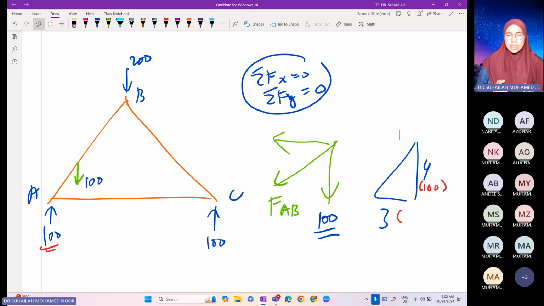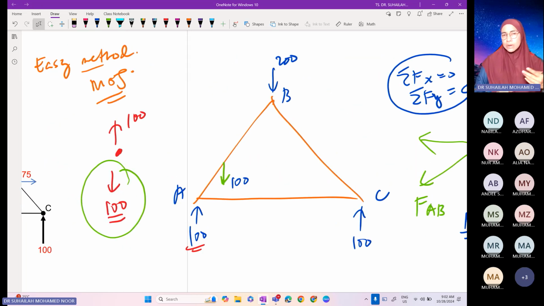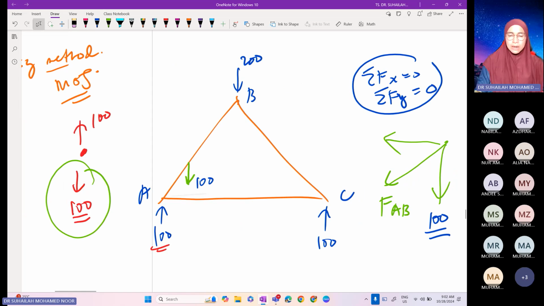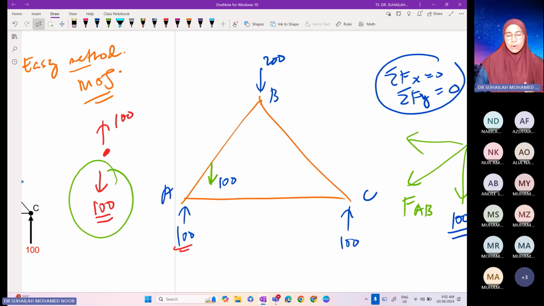So looking at A, dekat A tu ada reaction 100. So 100 ni kalau ikut konsep method of join, kalau dia ada 100 ke atas, dia mesti ada 100 ke bawah. And at point A ni dia combination of AB dengan AC. So AC tu dia horizontal member, so dia tak termasuk lah. So kita tengok pula AB, AB ni incline. Bila incline kita kena resolve in X, resolve in Y. So yang kita resolve in Y tu nilai dia 100. So arah dia ke bawah sebab dia nak buat balancing pada 100 reaction ke atas tadi. Okay, so dah settle part that.